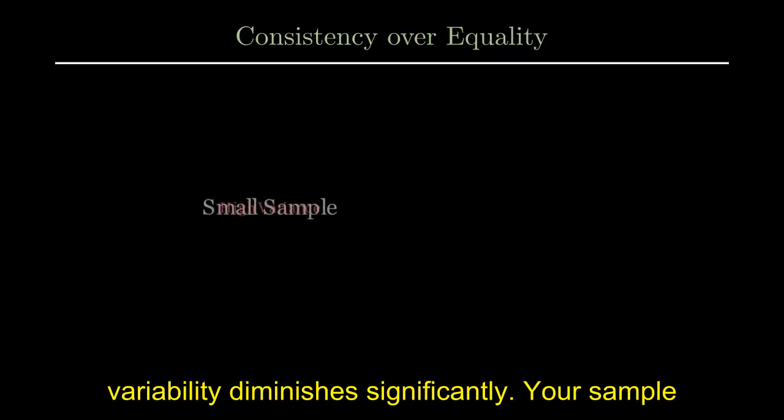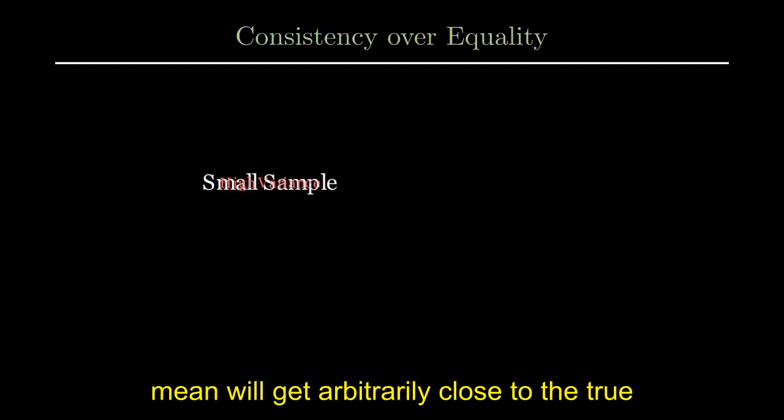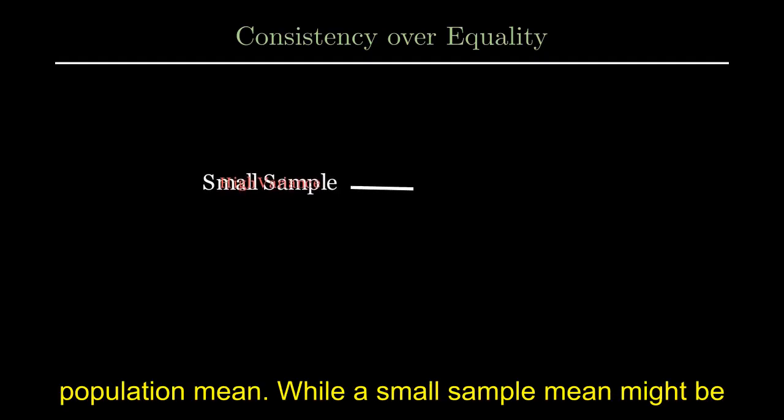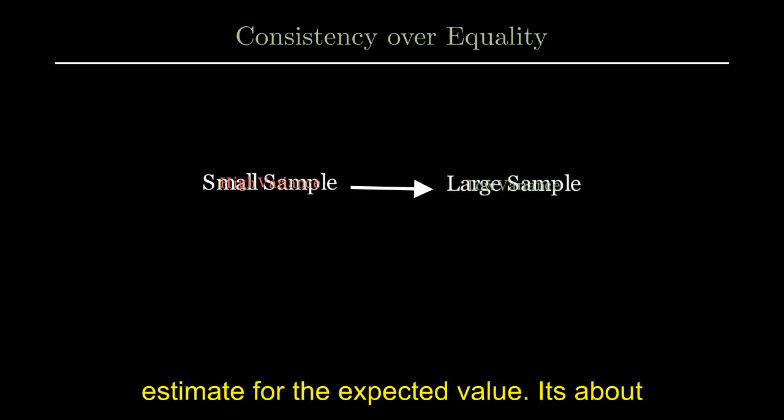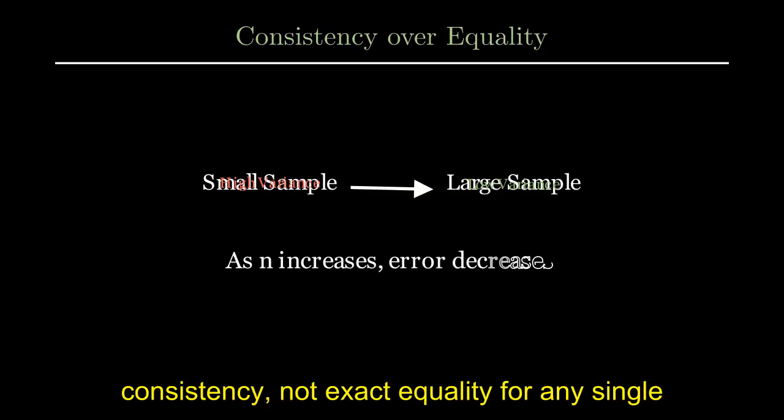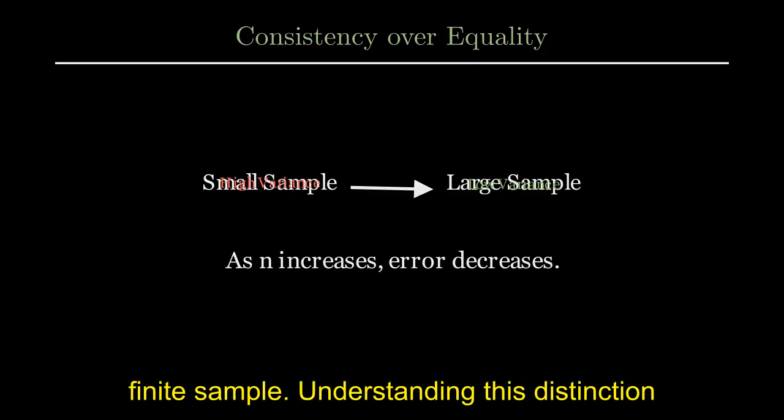The law of large numbers guarantees that with a sufficiently large sample, random sampling variability diminishes significantly. Your sample mean will get arbitrarily close to the true population mean. While a small sample mean might be far off, a very large sample mean is an excellent estimate for the expected value. It's about consistency, not exact equality for any single finite sample.